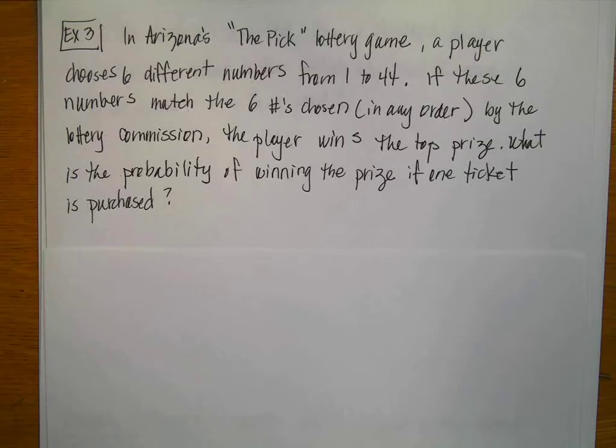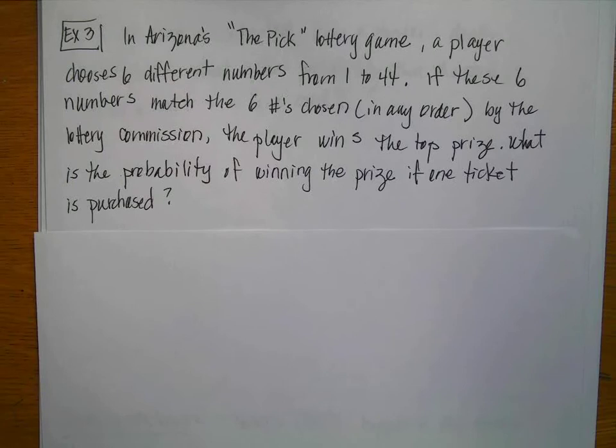All right, as we move on to our next example, example number 3 is going to talk about playing the lottery in Arizona. So the Pick game: a player chooses 6 different numbers from 1 to 44. If these 6 numbers match the 6 numbers that are chosen, in any order, not specific, by the Lottery Commission, then the player wins the top prize. What is the probability of winning the prize if one ticket is purchased?